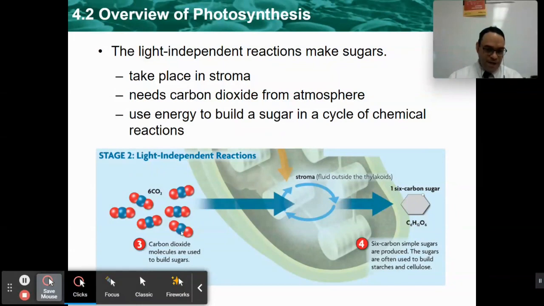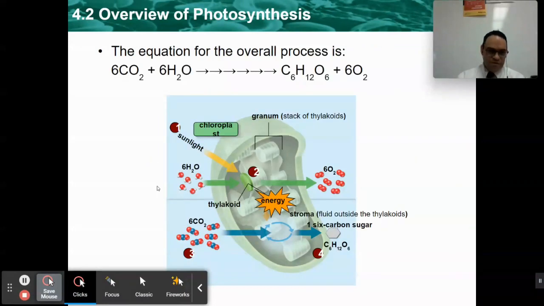So here you have carbon dioxide. There's a carbon here and two oxides, right? And then this individual carbon and these two oxygens will come together in the stroma to make a six carbon sugar, which is glucose. The process requires the carbon to drop its oxygens, and that's how it releases oxygen as a waste product. And this is all in the light independent reaction.